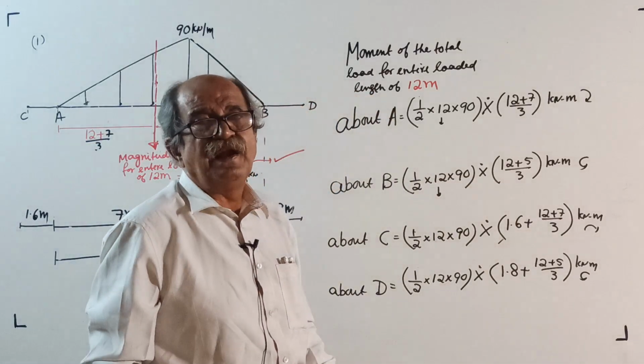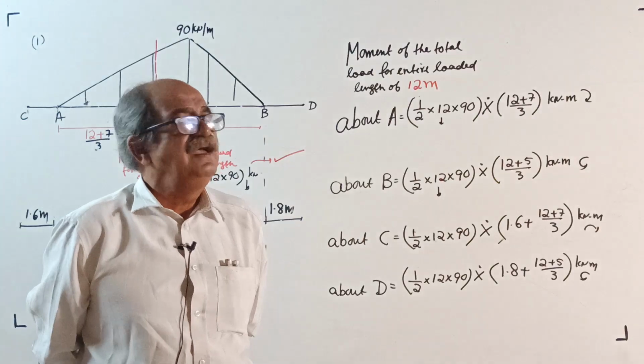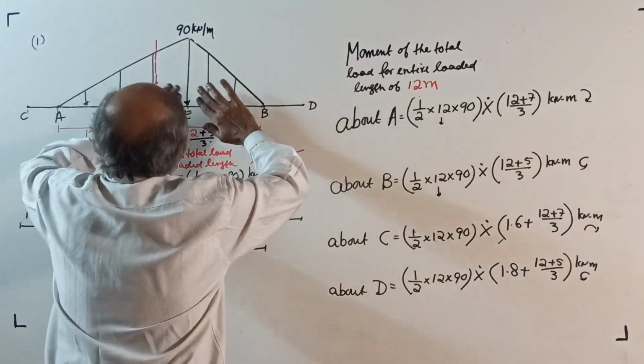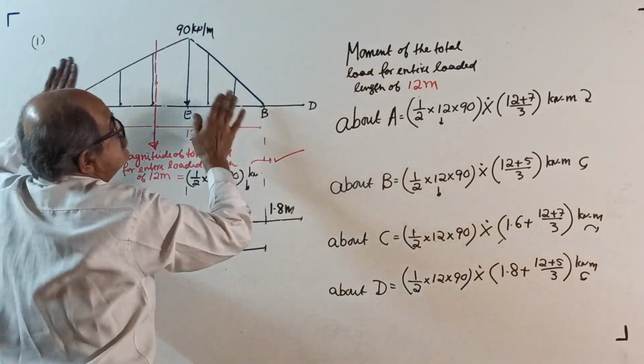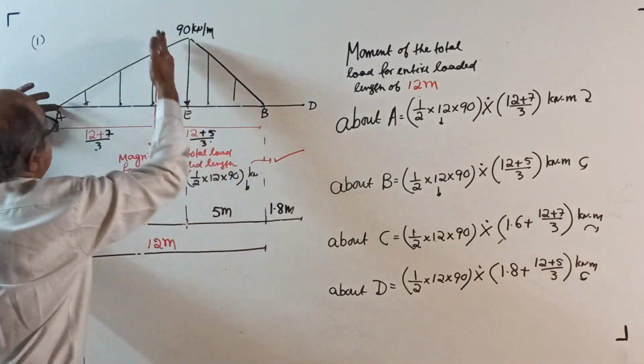Told 100 times already. Actually not 100 times. If I tell repeatedly, slowly, 5-6 times, I will tell 100 times. Okay, now correctly find the moment of the entire load for the entire loaded length of 12 meter about A.